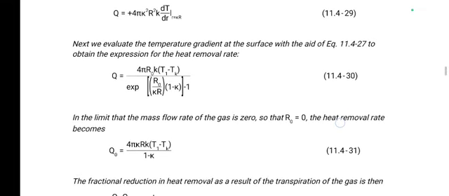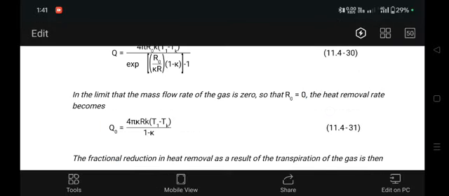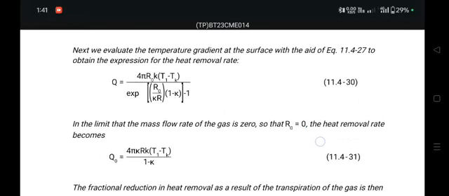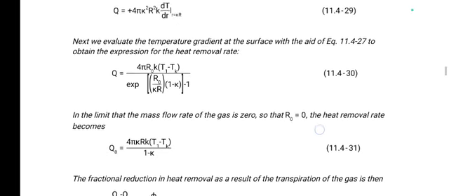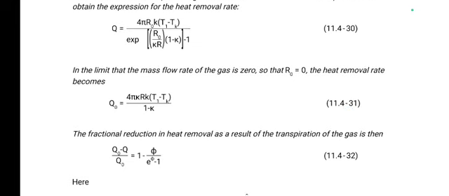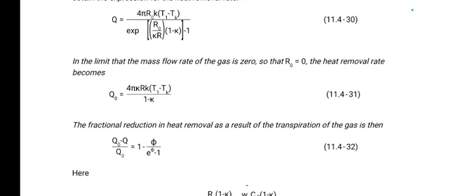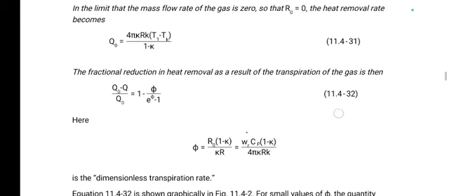Next we evaluate the temperature gradient at the surface with the aid of equation 11.4-27 to obtain the expression for the heat removal rate Q equal to 4 pi R naught K (T1 minus Tk) exponential of R naught by Kr (1 minus K) whole minus 1. In the limit that the mass flow rate of the gas is 0, so that R naught equal to 0, the heat removal rate becomes Q naught equal to 4 pi Rk (T1 minus Tk) upon 1 minus K.